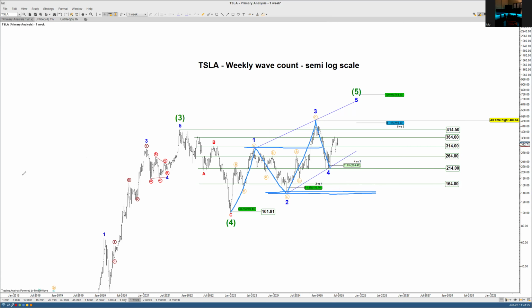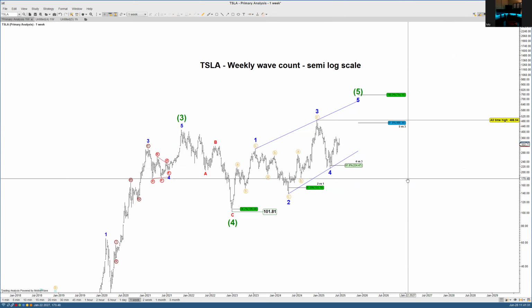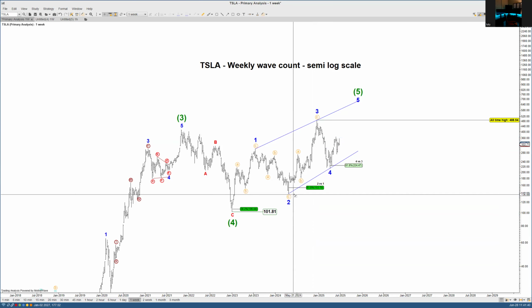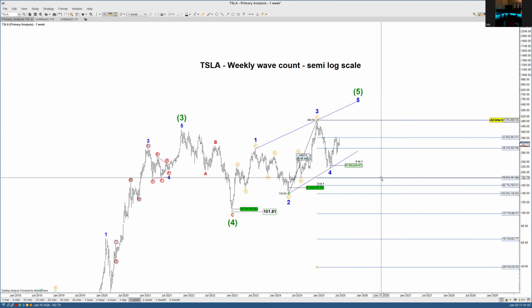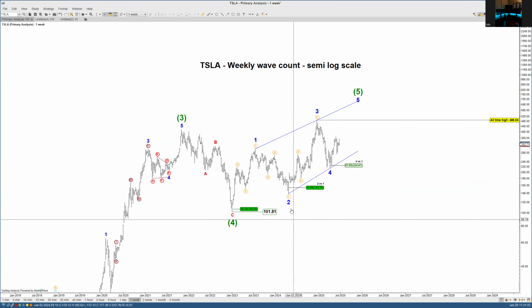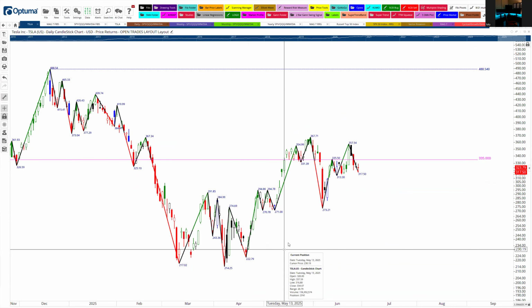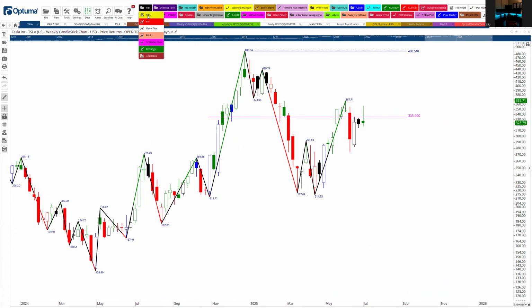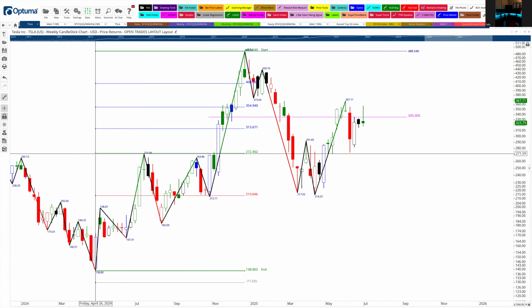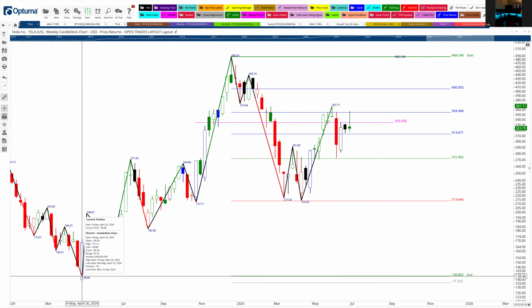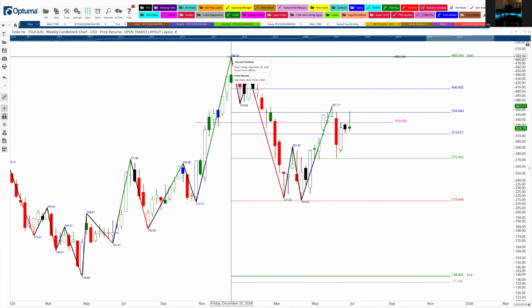So what we're trying to do is, all you need is this. Like this. Okay. 138. Right here. So you draw your fibs. That's it. This is the low of 138.80 against this 148.854.